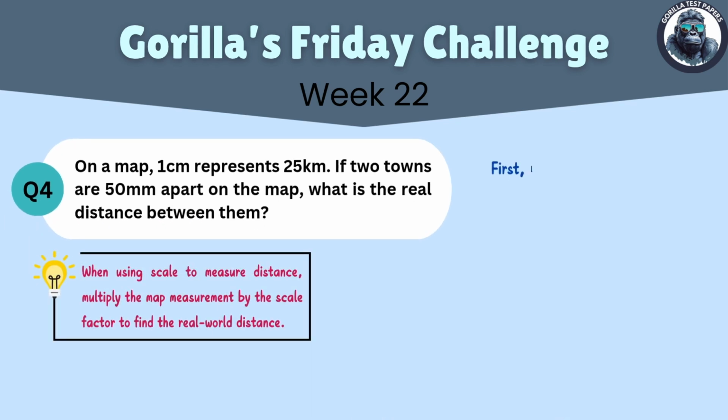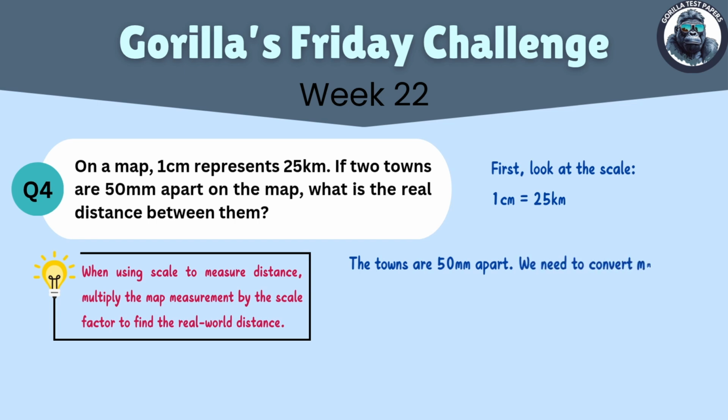So first, once again, we want to look at the scale, which is 1 centimeter equals 25 kilometers. This means that for every 1 centimeter on the map, it shows 25 kilometers in real life. Now the map shows a distance of 50 millimeters, but first we need to convert that into centimeters because the scale is in centimeters. And so we know that 50 millimeters is the same as 5 centimeters.